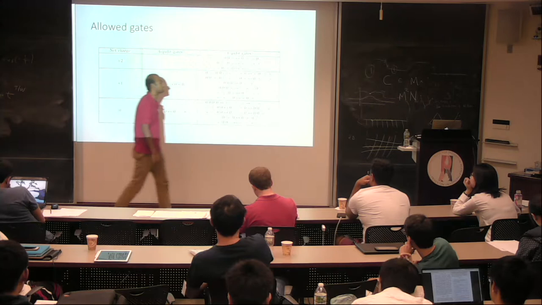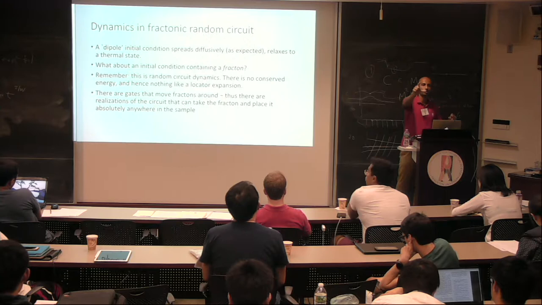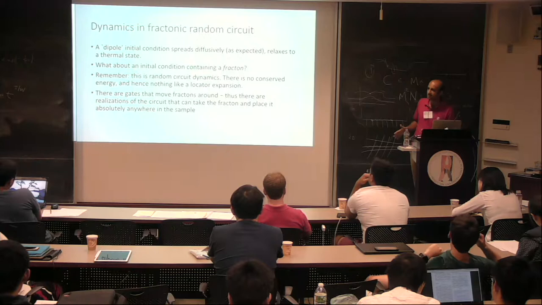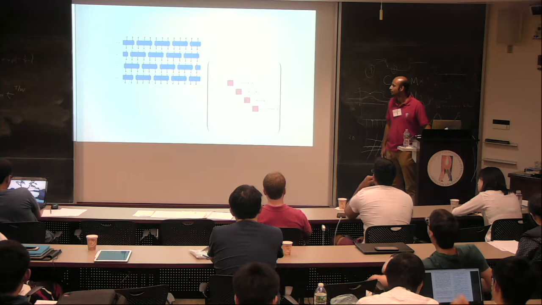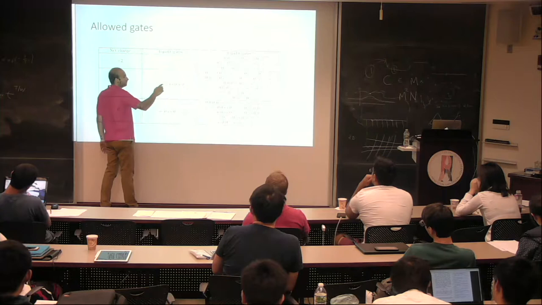The interesting physics arises if you consider an initial condition which contains a fracton. So zeros and then one charge stuck in somewhere. Remember, this is random circuit dynamics. There's no conserved energy, and so there's nothing like a locator expansion. There are gates which move fractons around. Remember, you can move charges by emitting a dipole. So if you had a charge over here, you could move it one unit to the right by spitting out a dipole, and this dipole could then diffuse and go away, and you'd be left with the fracton having moved over by one site.